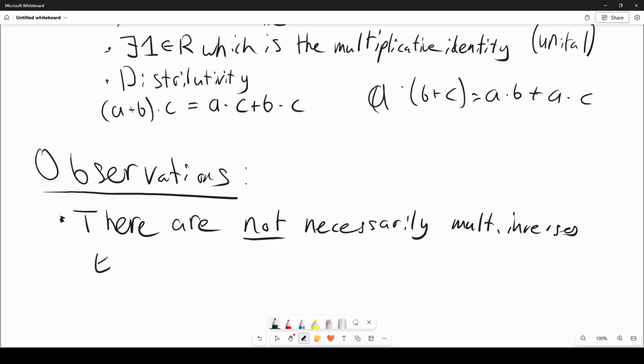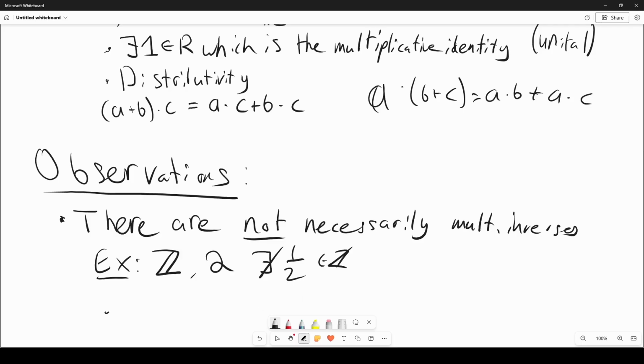So a classic example is the integers. In the integers, if you take 2, for example, there does not exist 1/2 in the integers, right? And 1/2 would be your multiplicative inverse, but that's not there. To do that, you would have to go to the rational numbers.